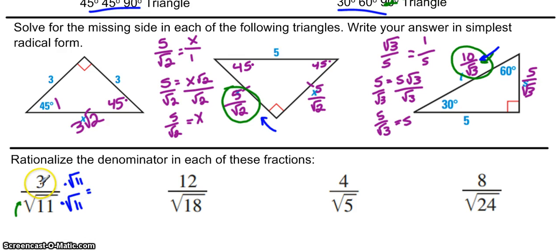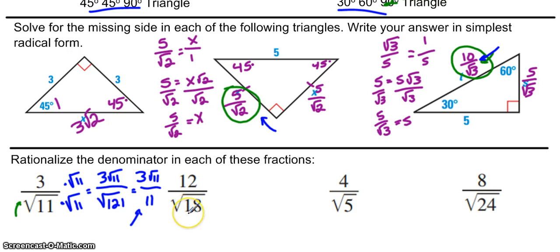Here's why. In the top, nothing too exciting happens. 3 times the square root of 11 is 3 square root of 11. But in the bottom, in the denominator, the square root of 11 times the square root of 11 is the square root of 121. And it just so happens the square root of 121 is 11. So this ends up being 3 square root of 11 over 11, which is good because there's no longer a square root in the denominator. Now it's just a whole number, 11.